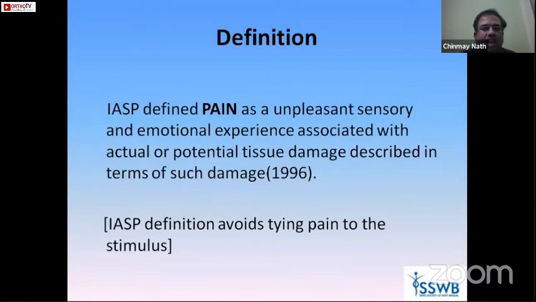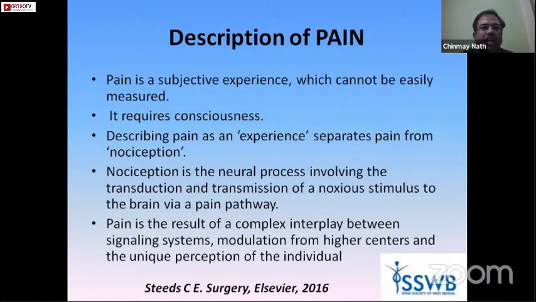The International Association for the Study of Pain, IASP, defined pain in 1996 as an unpleasant sensory and emotional experience associated with actual or potential tissue damage, or described in terms of such damage. IASP purposefully avoids tying pain to the stimulus, so there may not be any stimulus in the pain. Pain is a subjective experience which cannot be easily measured.